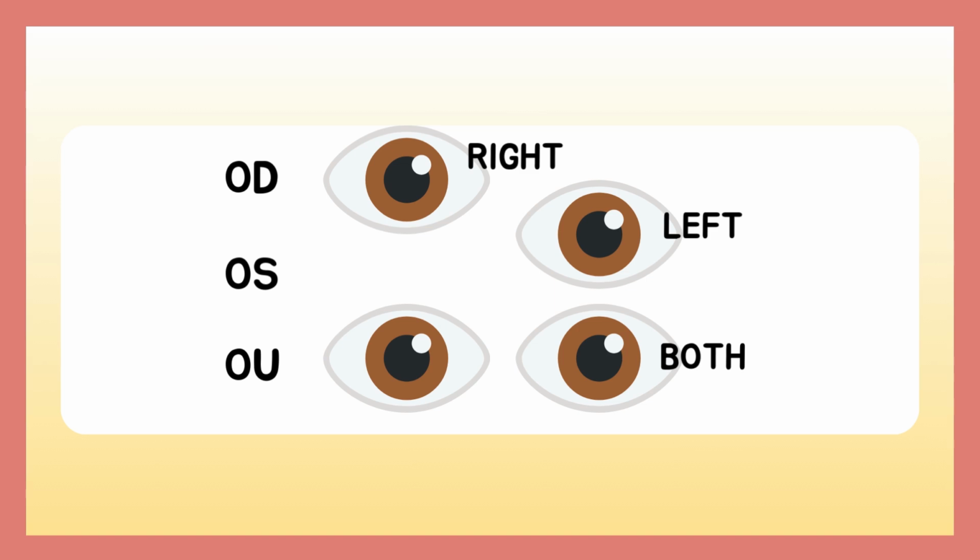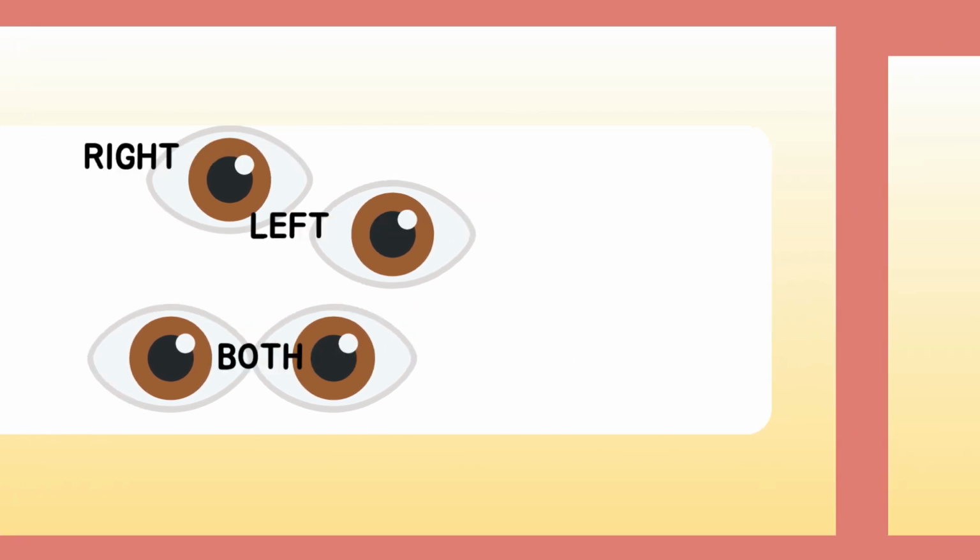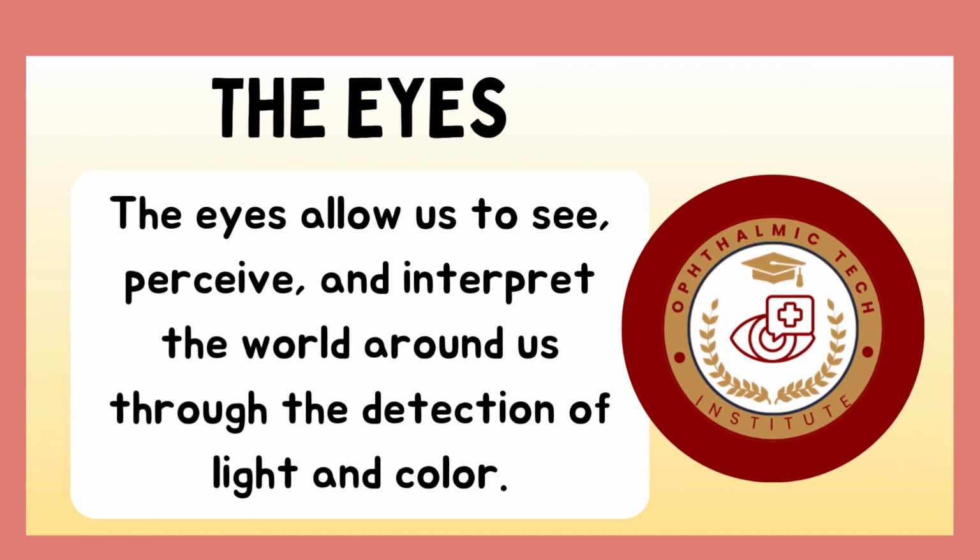A capital O and a capital D would mean your right eye, and a capital O and a capital S would mean your left eye, and a capital O and a capital U would mean you're referring to both eyes. You'll get really familiar with these three new ways of referring to which eye or both eyes you are referring to. Moving on. The eyes allow us to see, perceive, and interpret the world around us through the detection of light and color.